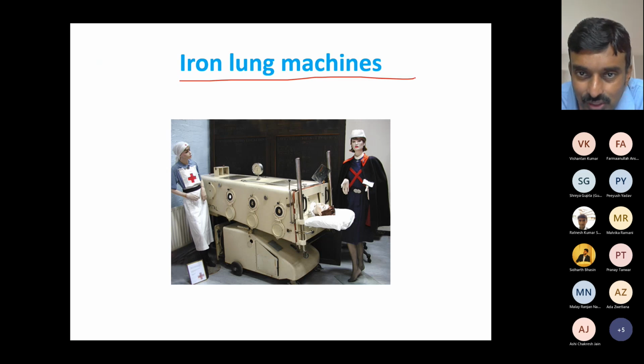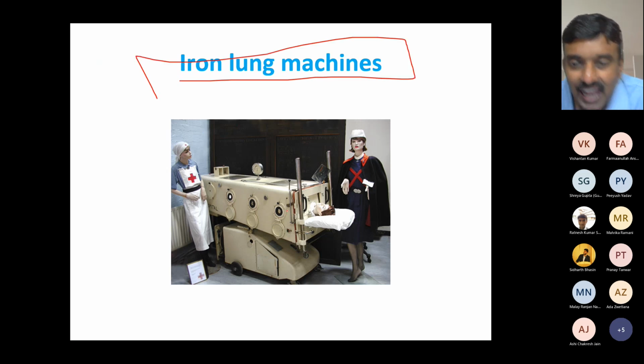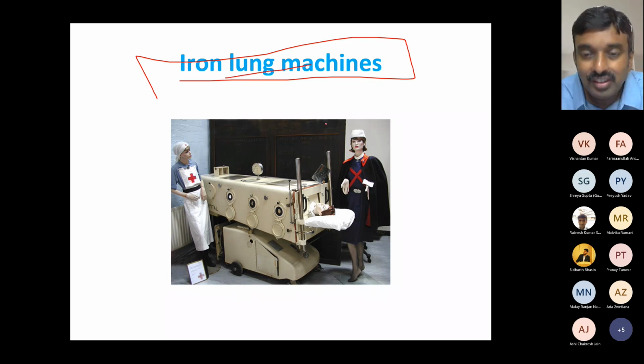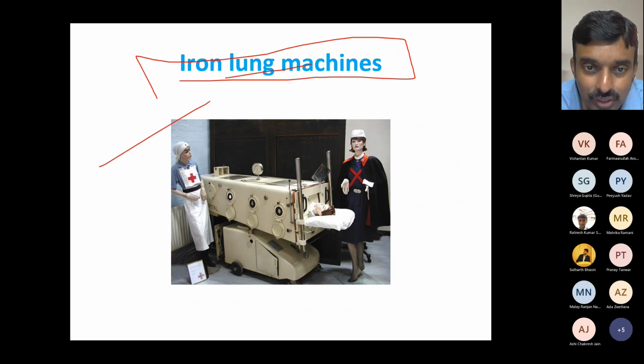Now, what do you think these machines are? These machines are called iron lung machines, and what they do, as the name suggests, is alter positive and negative pressure inside this chamber, and they help you breathe when your respiratory center is affected. Now, which form of poliomyelitis would you need this for?